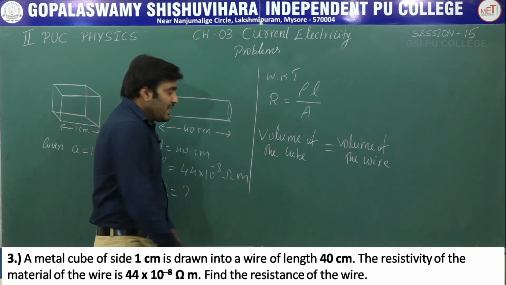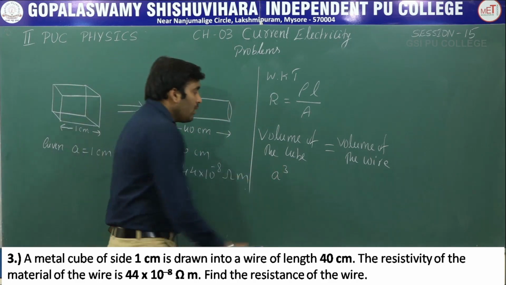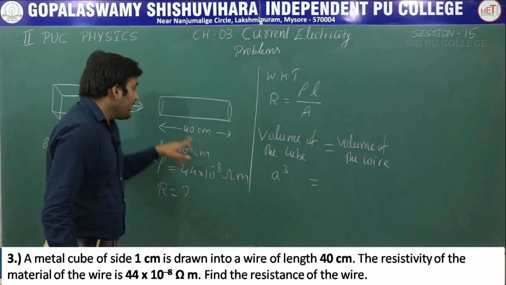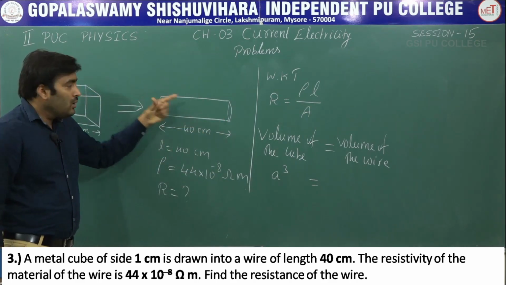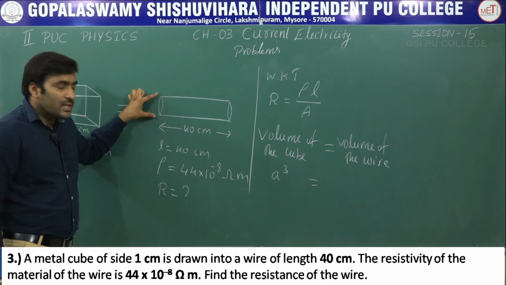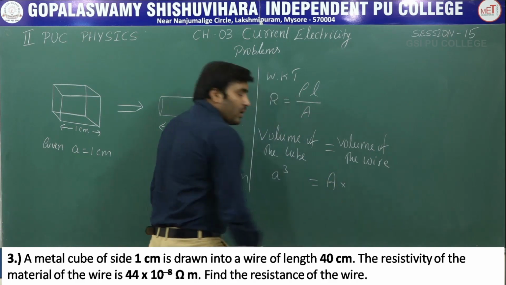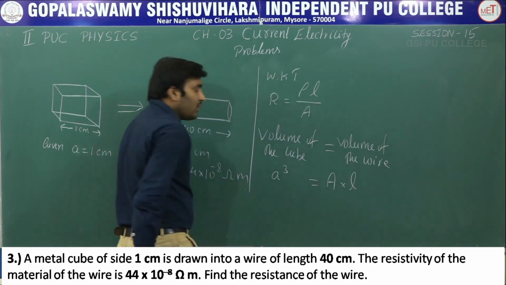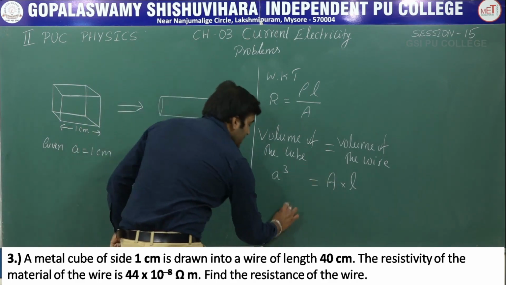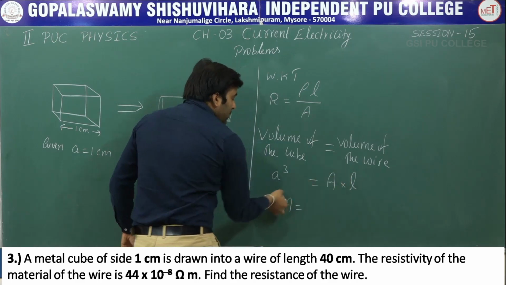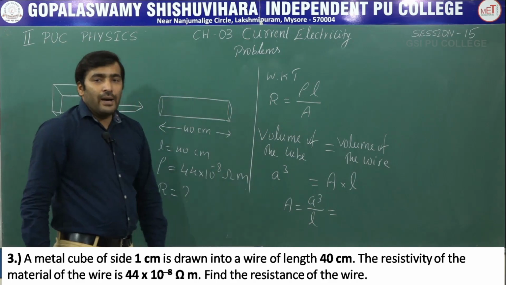The volume of the cube is nothing but A cube, the side length cubed. And the volume of the wire can be written as the length of the wire into its area of cross section. Therefore, I will write this as area of cross section into length of the wire. We need to find the area of cross section, so let us substitute: A is equal to, taking this L to the denominator, A cube divided by L.